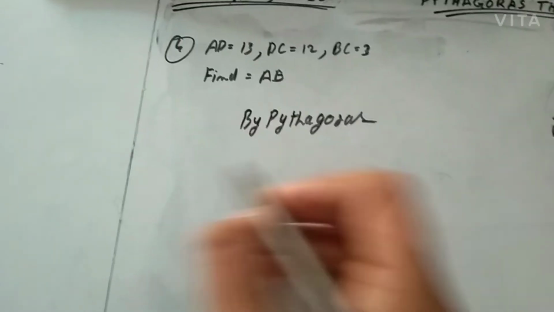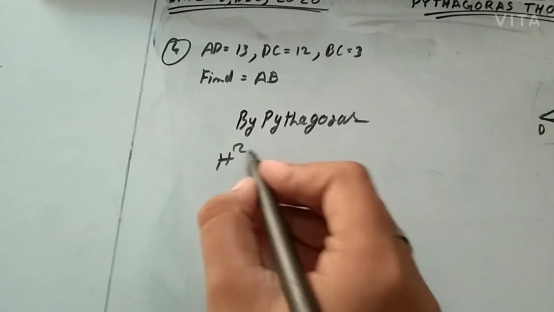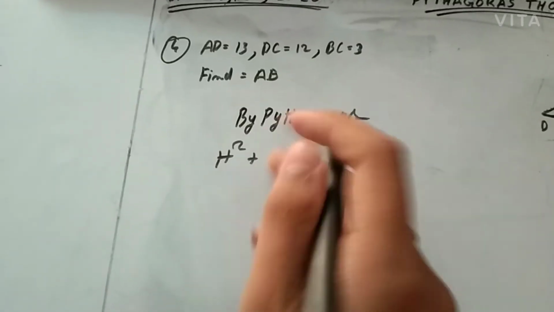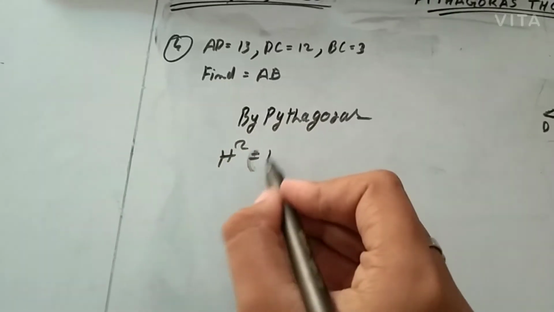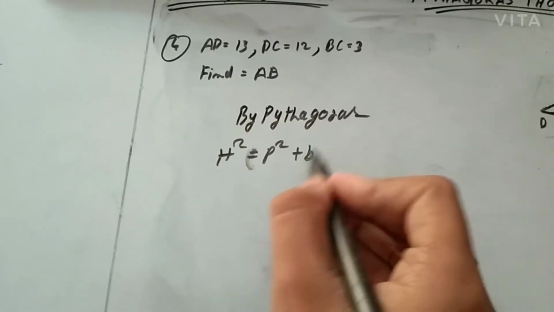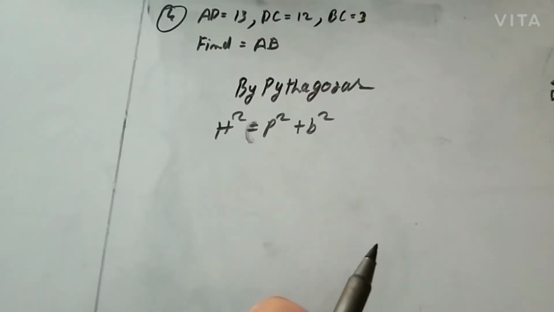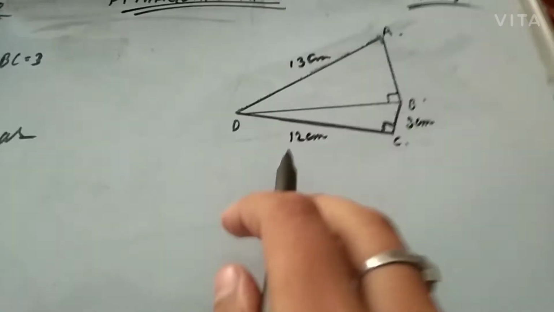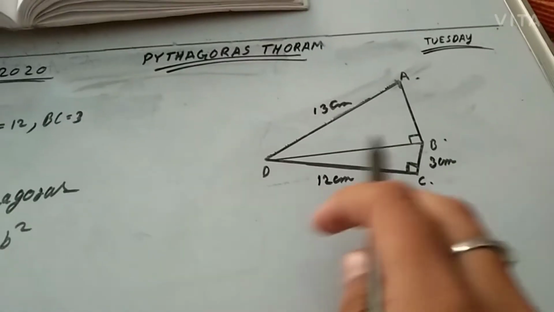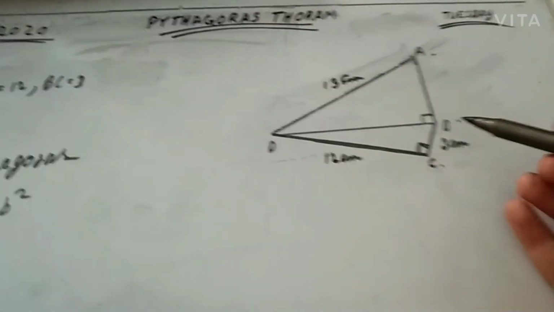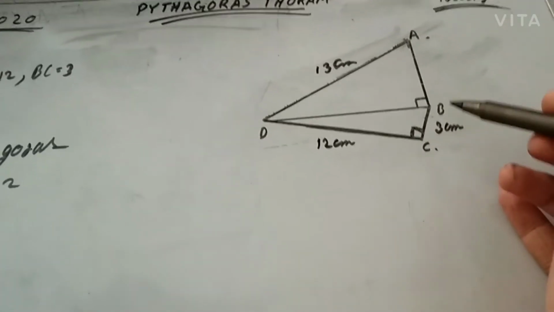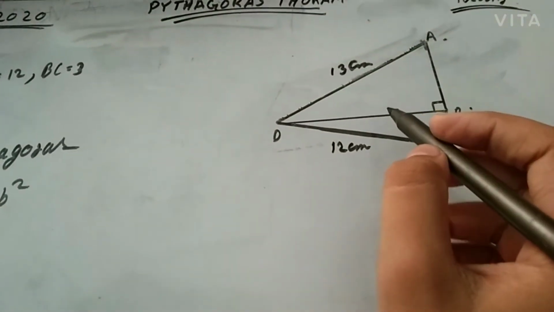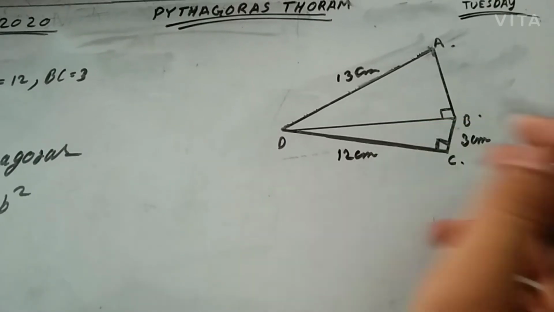By Pythagoras, h square equals p square plus b square. So this is our formula. First let us take the h. What is the h? BD is the h, because always remember that the hypotenuse, h, comes against the perpendicular.